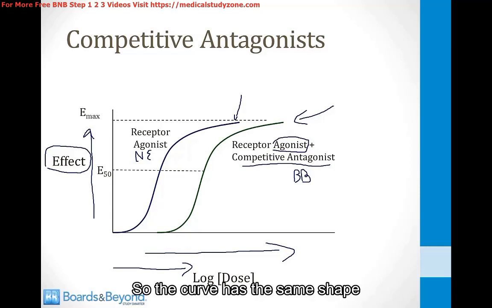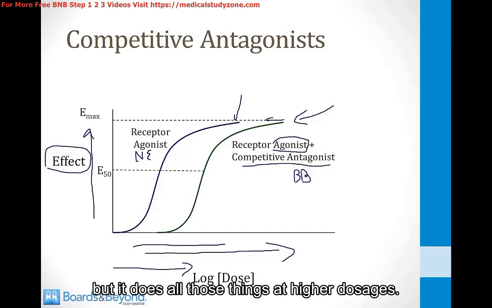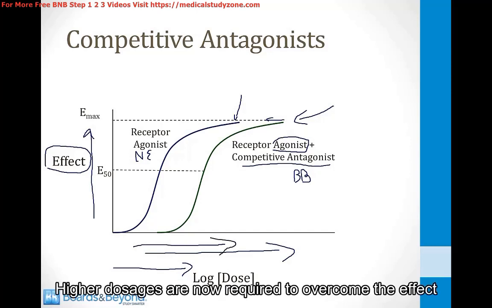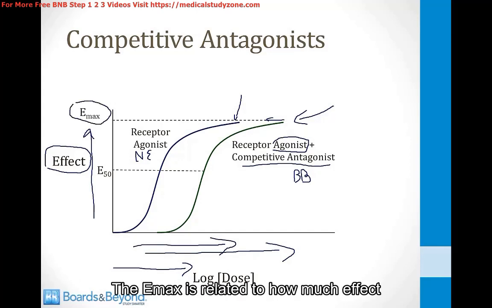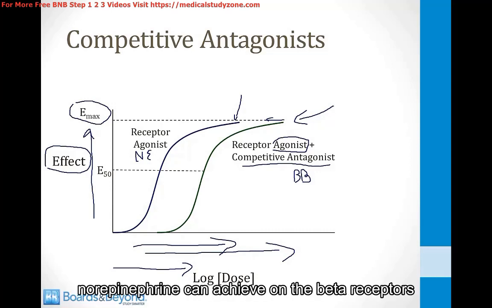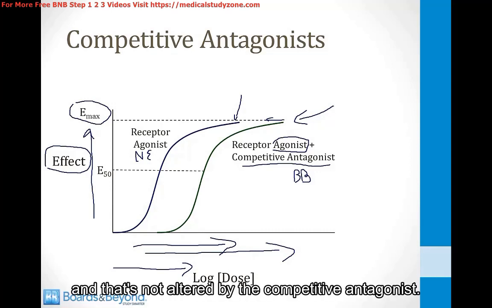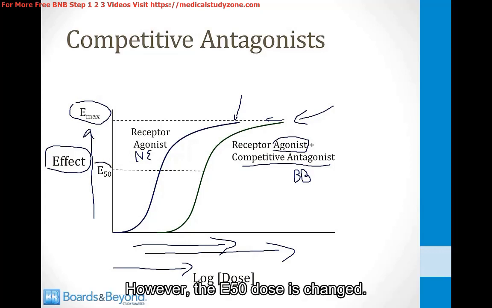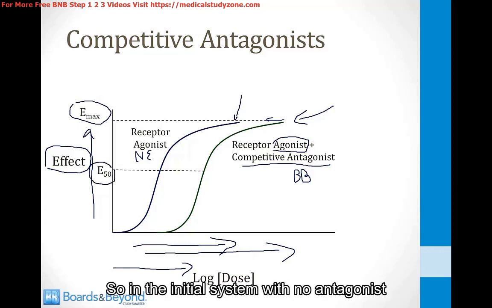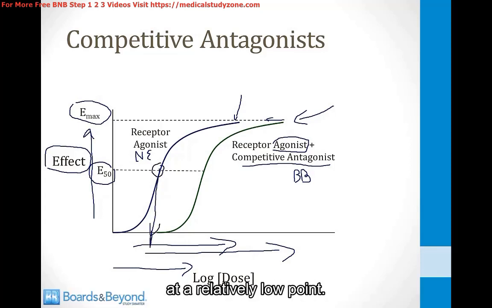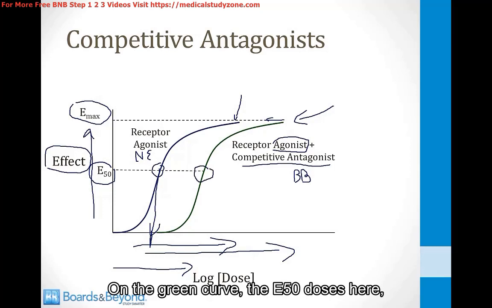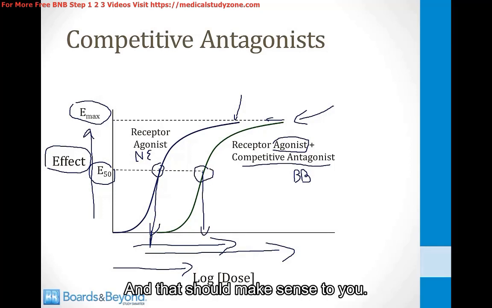So the curve has the same shape, and it reaches the same maximum effect, but it does all those things at higher dosages. Higher dosages are now required to overcome the effect of the competitive antagonist. And key points here are that the Emax is not going to change. The Emax is related to how much effect norepinephrine can achieve on the beta receptors, and that's not altered by the competitive antagonist. However, the E50 dose is changed. So in the initial system with no antagonist, this was the E50 dose right down here on the x-axis at a relatively low point. On the green curve, the E50 dose is here, much higher point on the x-axis, and that should make sense to you.